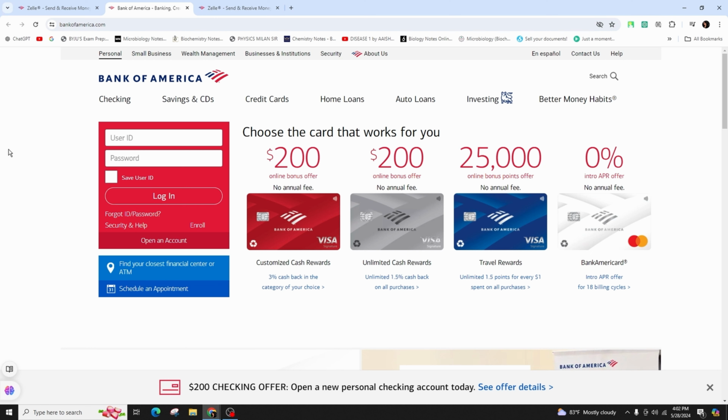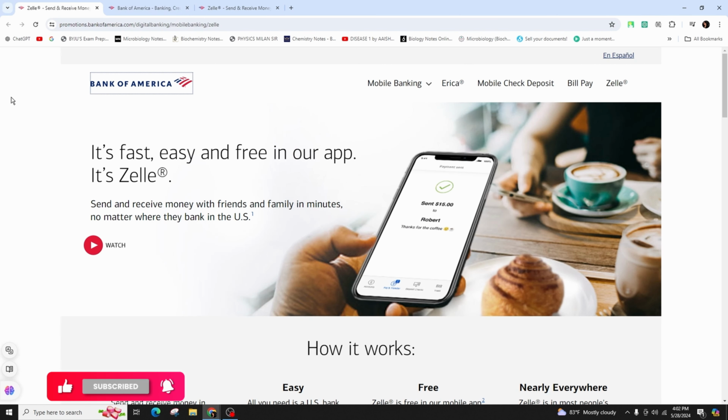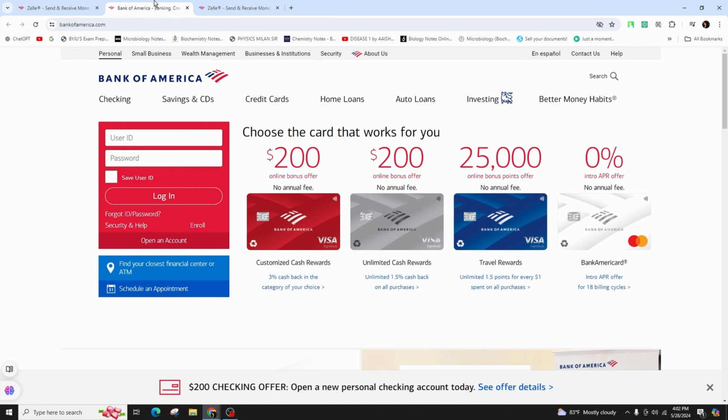So let's get started. First of all, to utilize Zelle in conjunction with the Bank of America, adhere to the subsequent steps. You have to get yourself enrolled in Zelle by logging into your Bank of America account. That includes the correct form of your user ID and the password.